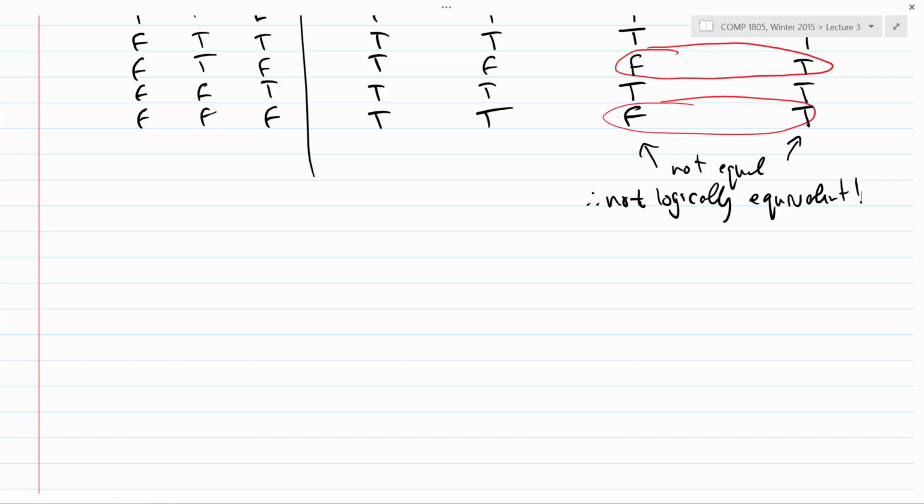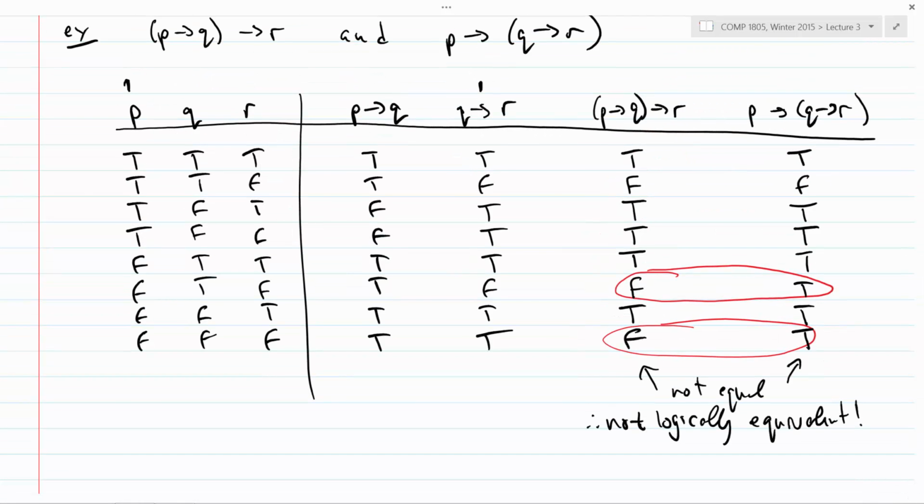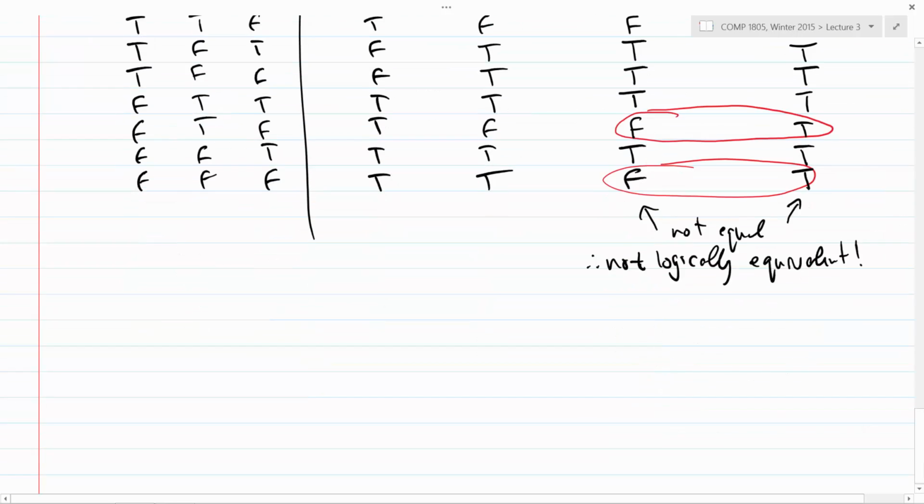They're not logically equivalent if there exist truth settings such that when you plug the truth settings into one proposition, you get a different answer than when you plug them into the other proposition. And that makes sense, because that means if you go to the truth table, there's a truth setting, say this one right here, such that you get a different answer here than you do there. That's the same thing.